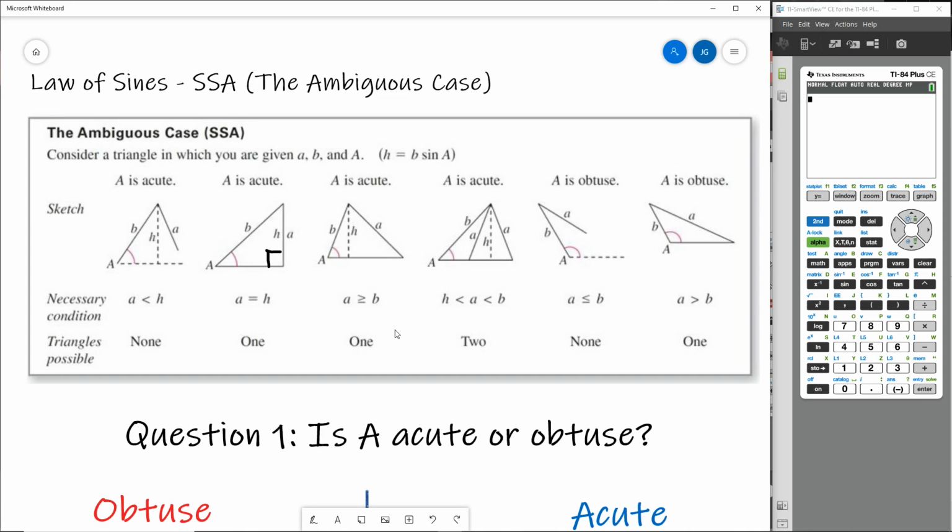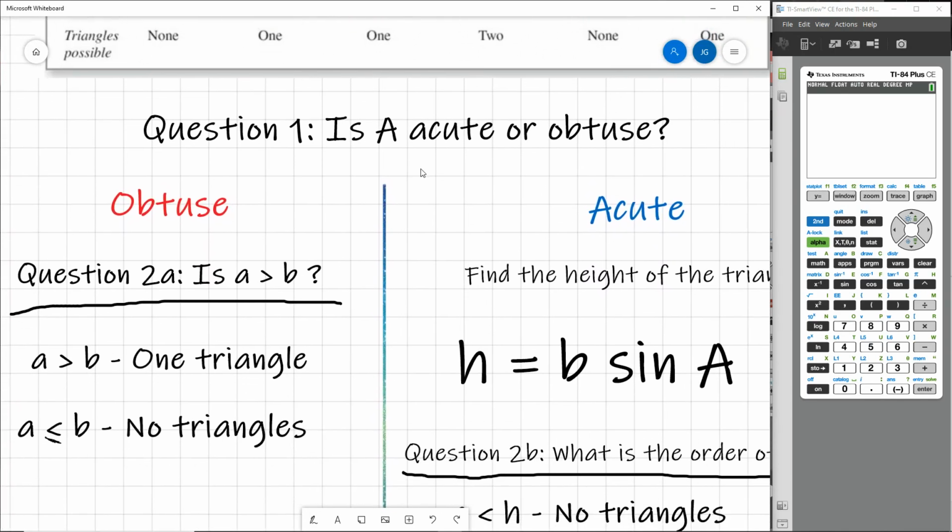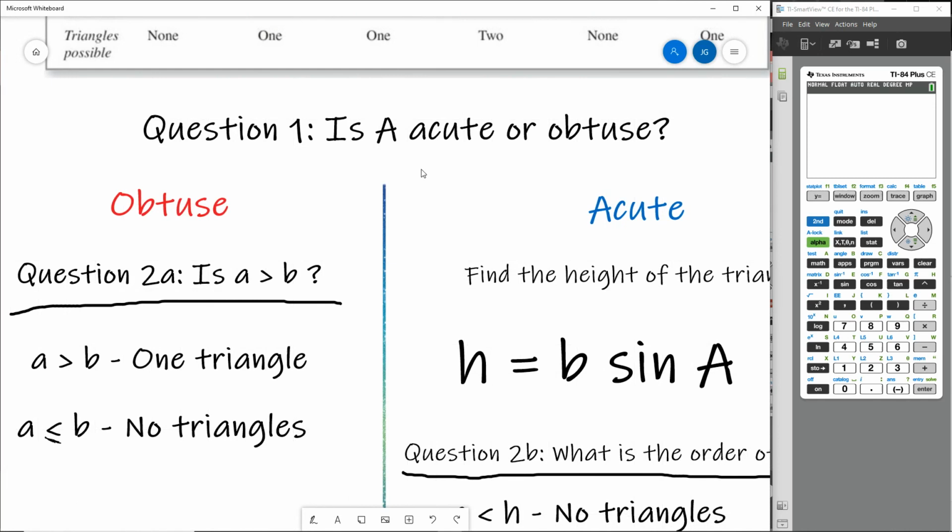So in the case of SSA, when we know two sides and an angle, there can be one, two, or no triangles at all. So we have to ask ourselves a couple of questions based on the information that we're given. First, we have to ask, is the angle we're given acute or obtuse? Now let's remember, by acute we mean an angle that's less than 90 degrees. By obtuse we mean an angle that's greater than 90 degrees.